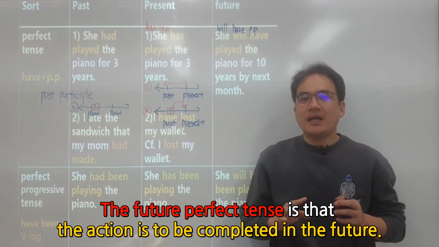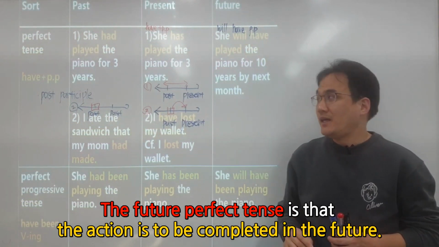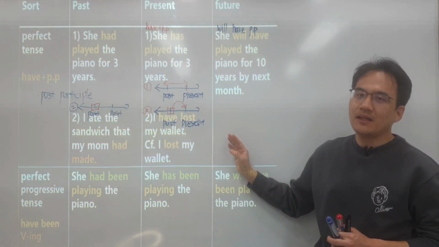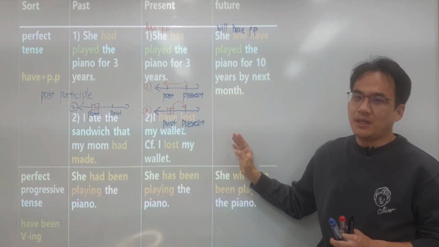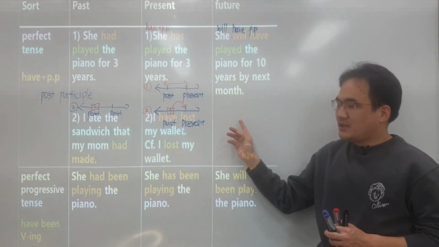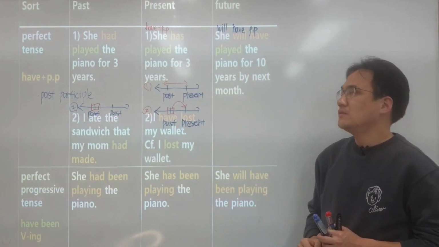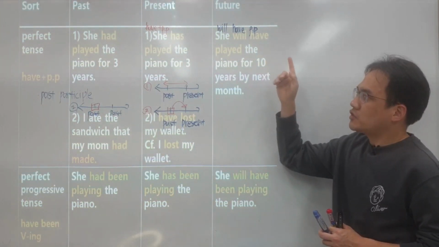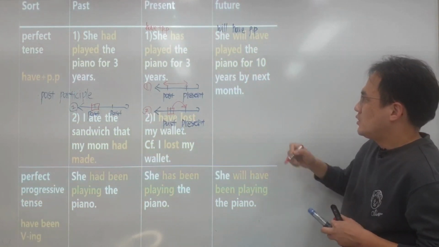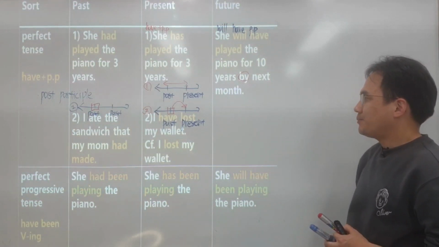For example, I have played the piano for 9 years and 11 months now. And by next month, I will have played the piano for 10 years. At that point in the future, the action is to be completed. So we usually call that future perfect tense. So she will have played the piano for 10 years. Usually we use by when we refer to a future point, right?